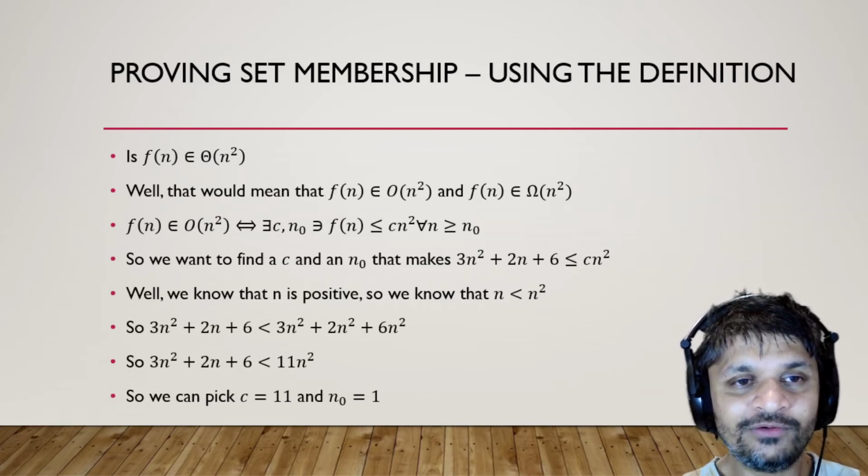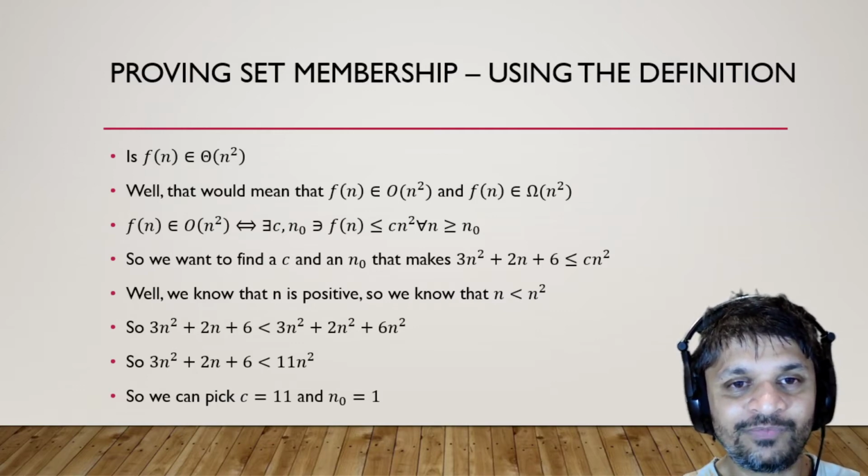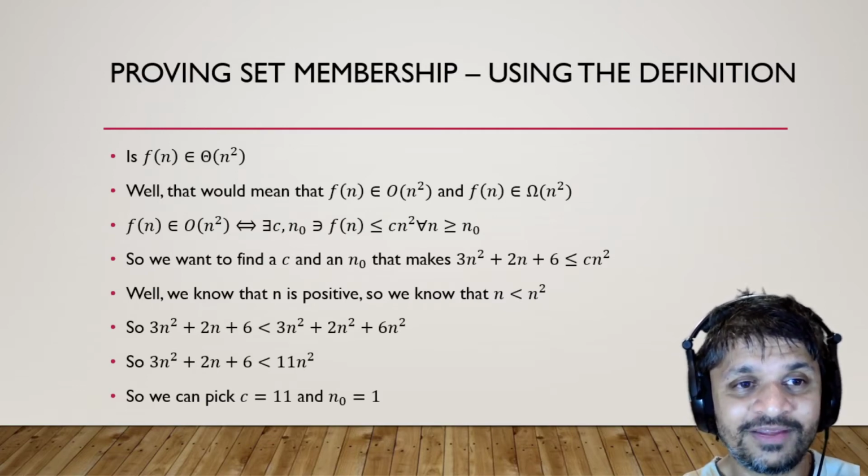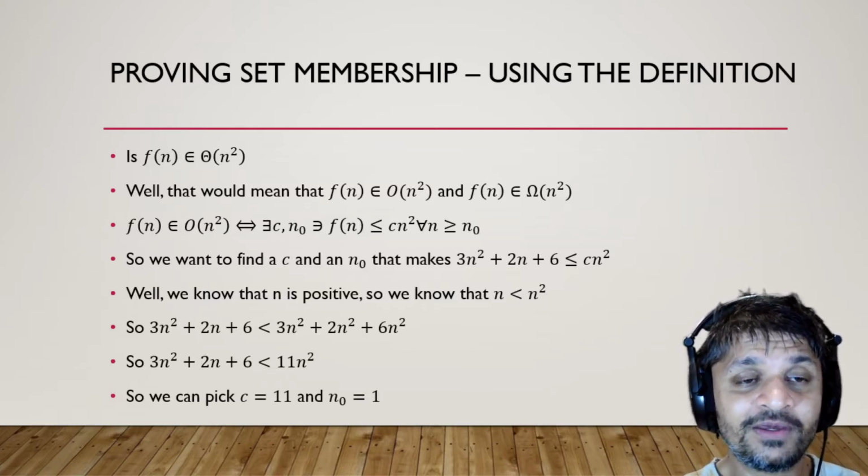So what we want to do is pick a C and an n naught such that 3n squared plus 2n plus 6 is less than or equal to C n squared. Because if we can do that, then the statement is true, right? Because that is just another way of writing the statement. I've just changed the f of n to 3n squared plus 2n plus 6.